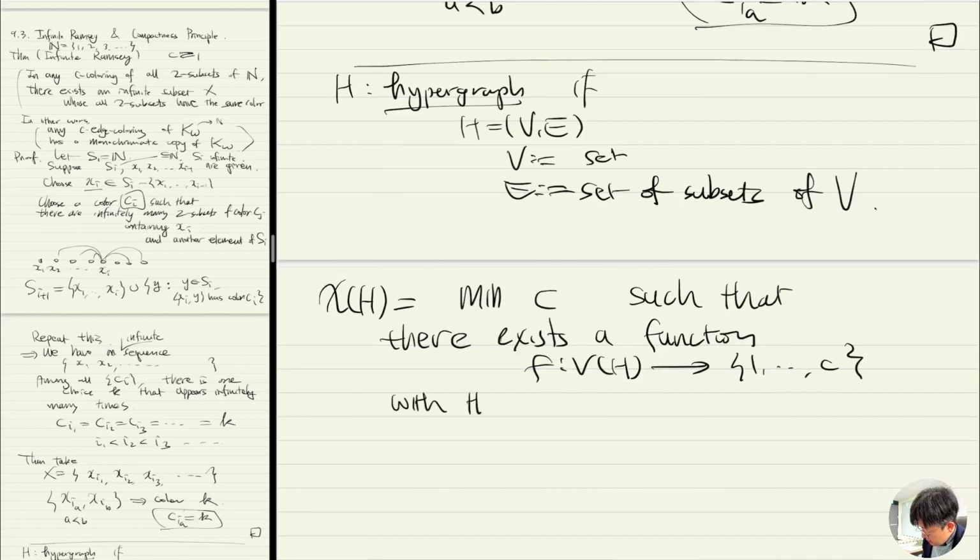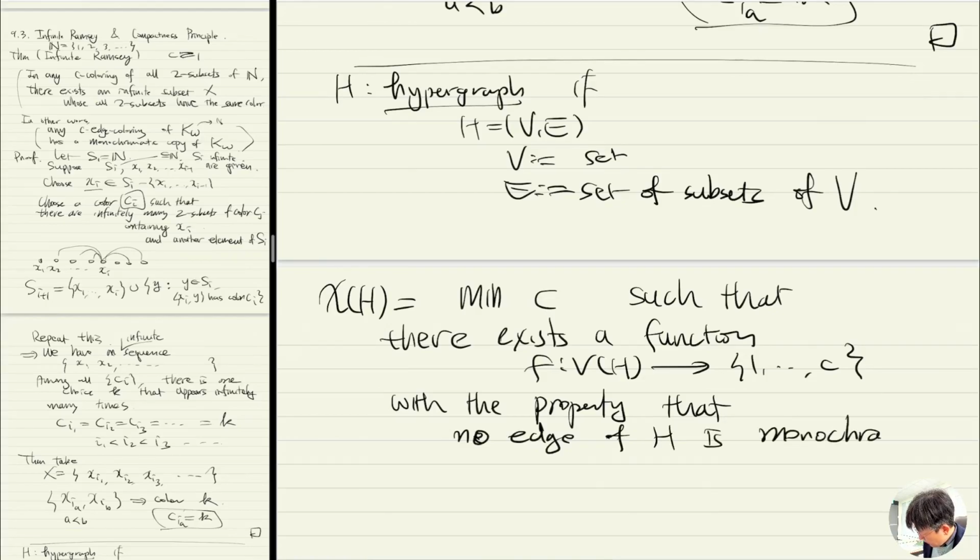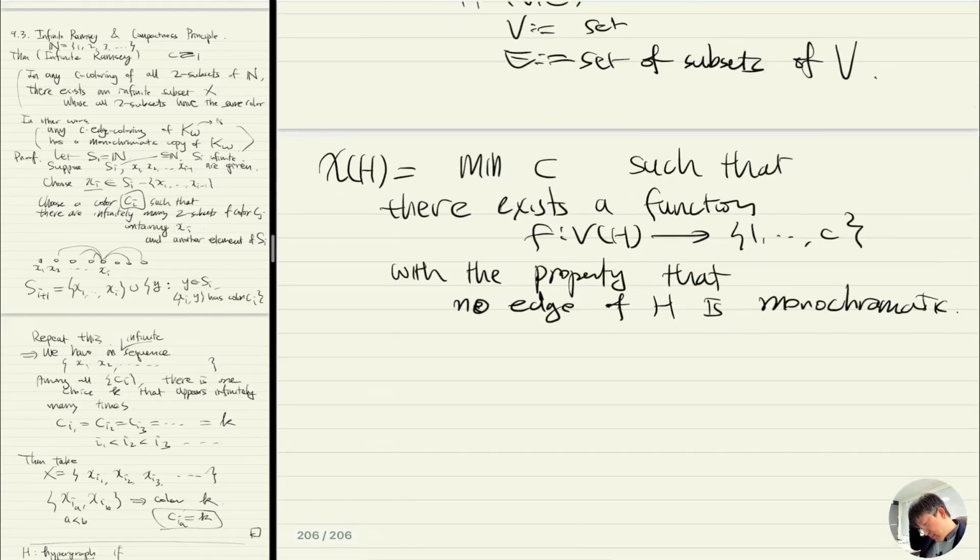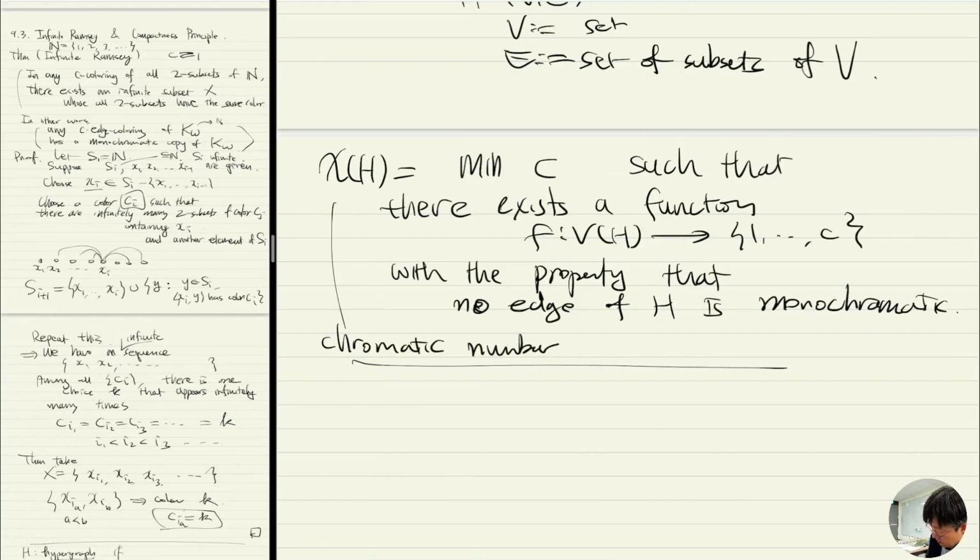with the property that no edge of H is monochromatic. No edge has only one color. So this is called the chromatic number. Now, why is this chromatic number problem related to the Ramsey problem? Let's think of this example.